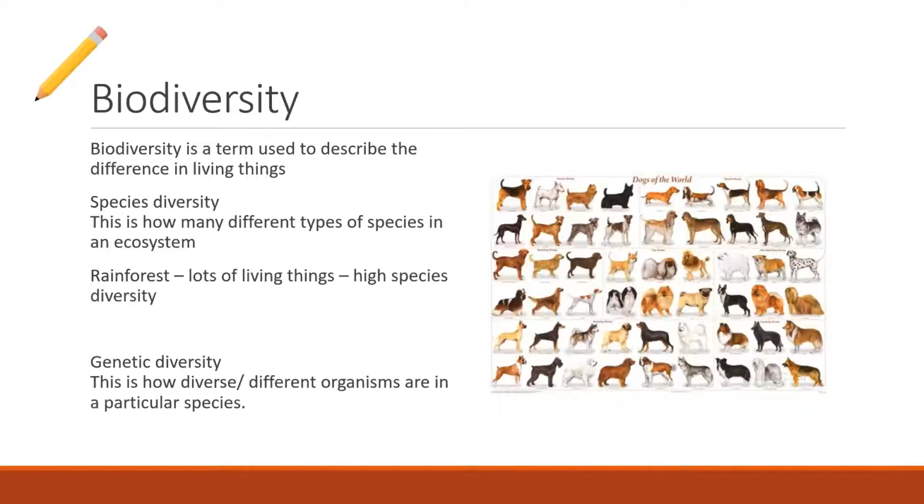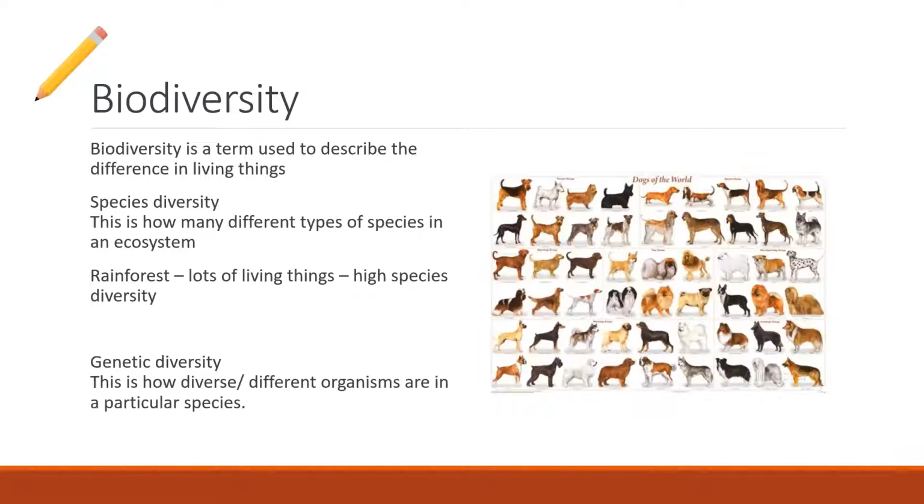If you said to someone, go into the rainforest and grab something that's living, and they came back, there'd be so many different things that they could have brought back to you. So that's what species diversity means. But there's another type of diversity. This is what I was talking about in my introduction. Genetic diversity. This is how diverse or different organisms are in a particular species.